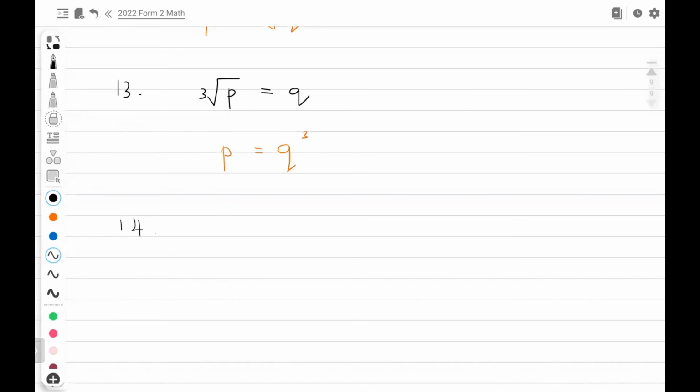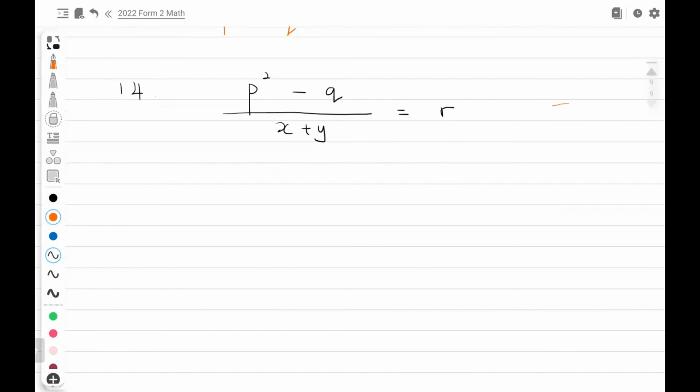Okay, with all the symbols, plus, minus, times, divide, square, and square root now. P squared minus q over x plus y equals r. Combine, we have more and more now. If you want to make P the subject, you can try together with me. P squared minus Q over X plus Y. The furthest one would be the denominator. So X plus Y, move to the back.